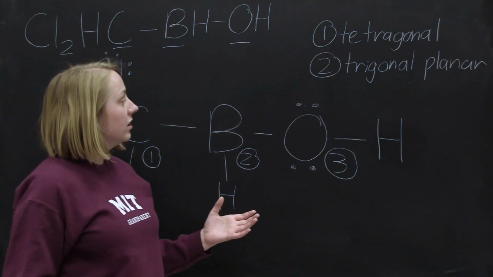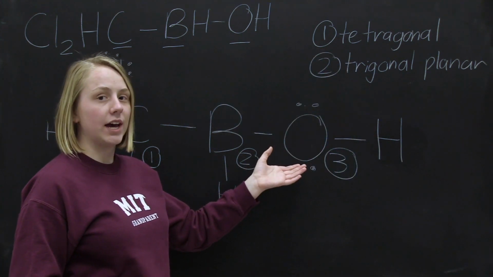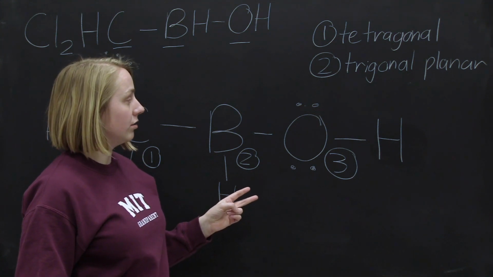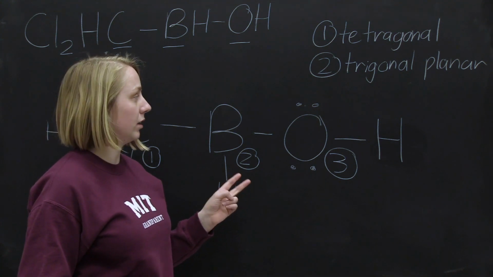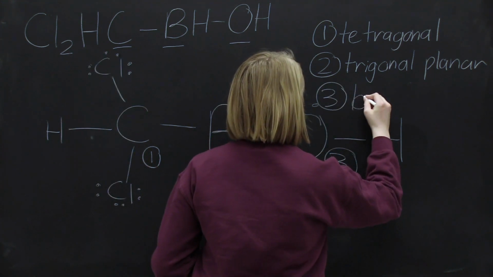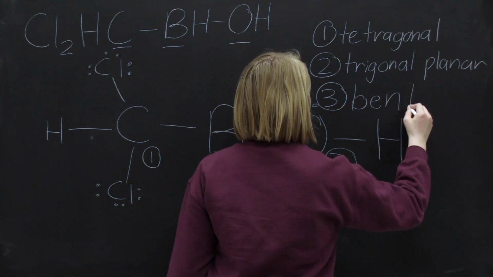And finally, the geometry around this oxygen atom has 4 electron domains, 2 of which are bonded to atoms and 2 of which are occupied by lone pairs. So that's going to be a bent geometry. And now we're ready to construct our model.